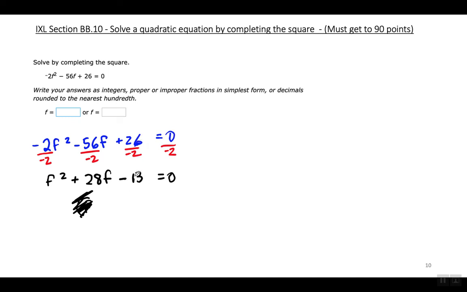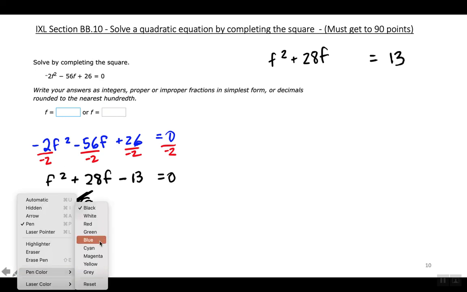So if I move it to the right, let me write it up here so I can have more space. F squared plus 28f equals positive 13, all right? There's a good chance that'll happen to some of you, so watch out for that. I guess a good idea would have been to just move it at the beginning like I was doing earlier.